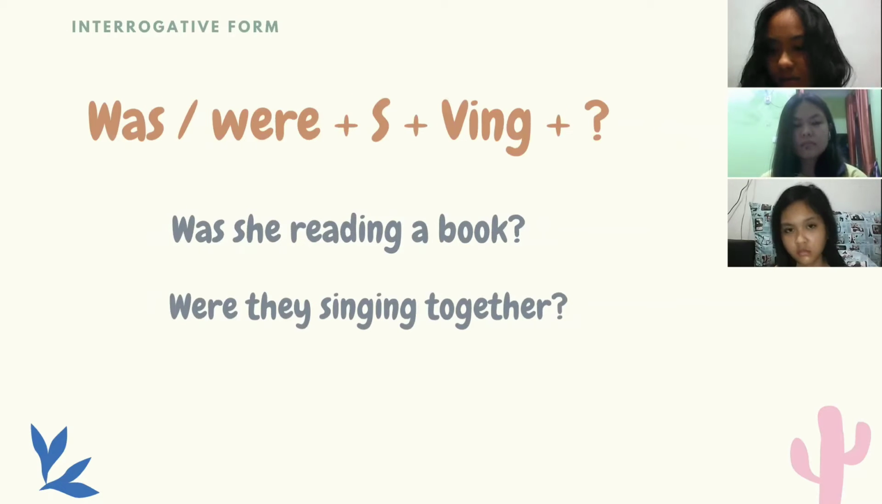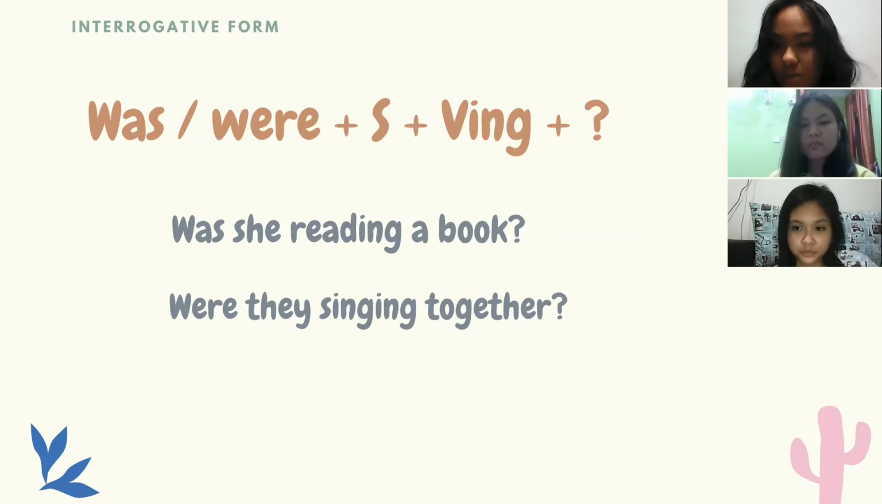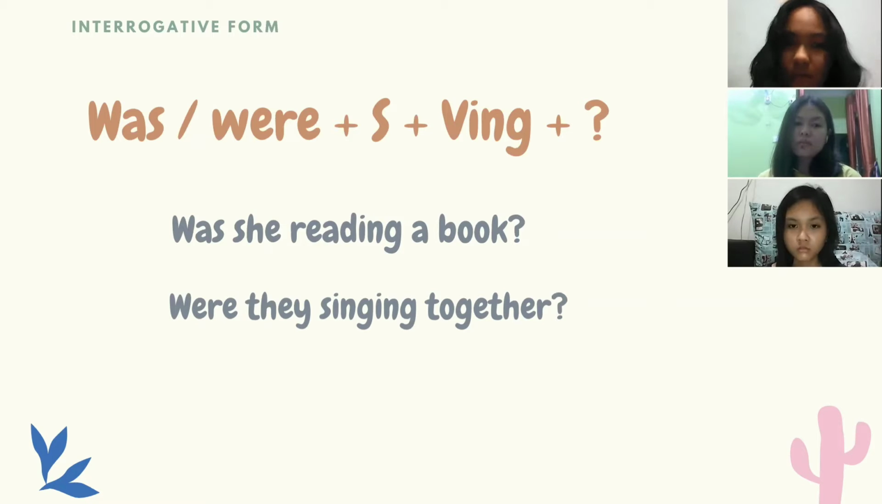In interrogative form, the formula is was/were plus subject plus verb-ing plus question mark. We put the to be in front. For example, was she reading a book? And were they singing together?